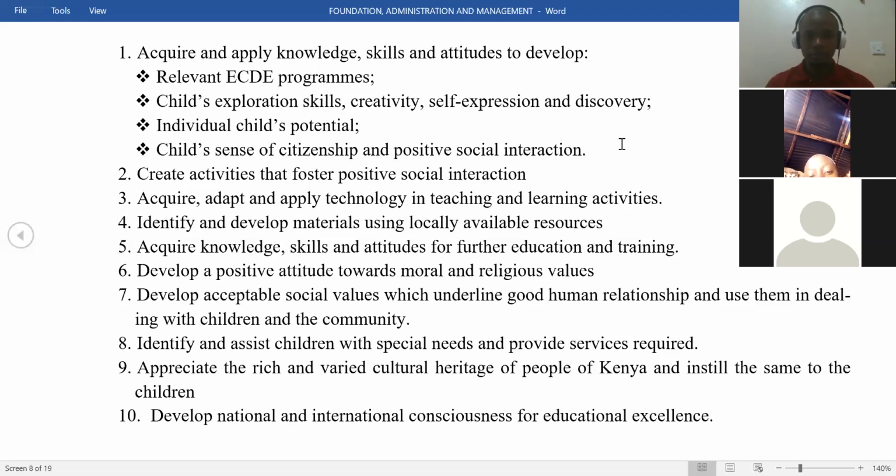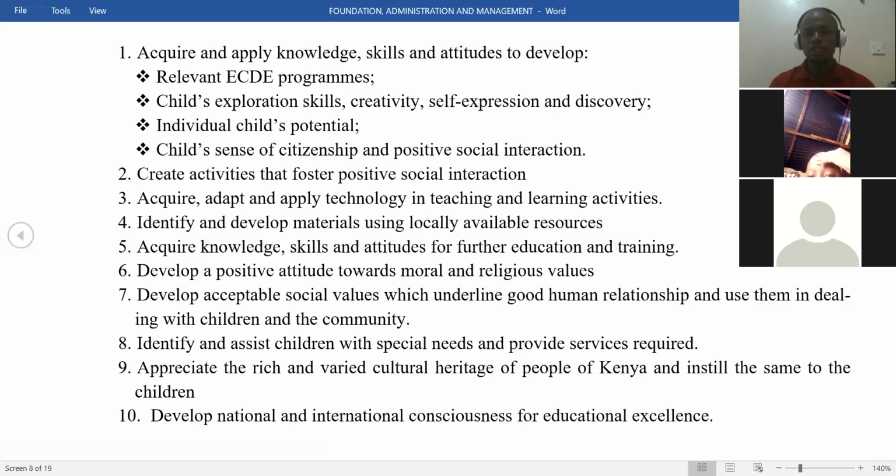Identify the things the student is questioning. Provides required services. Services required. Yes, identify and assist children with special needs.